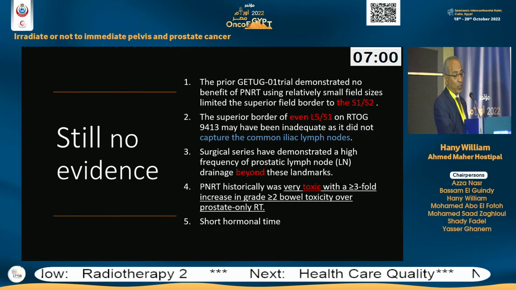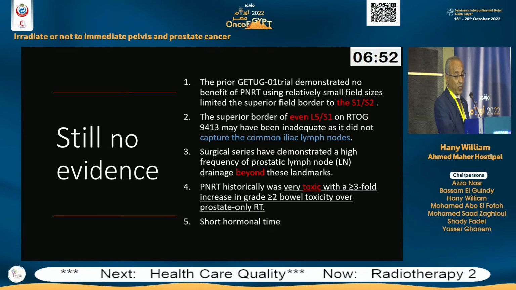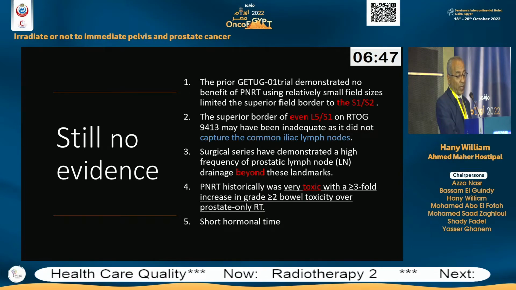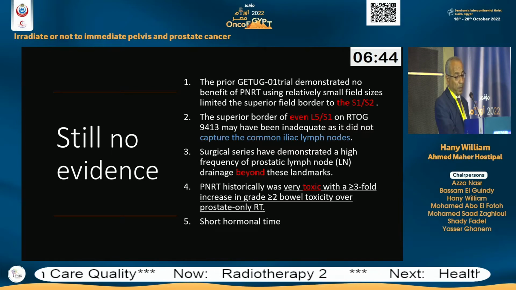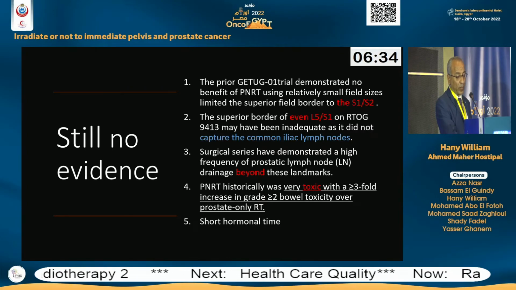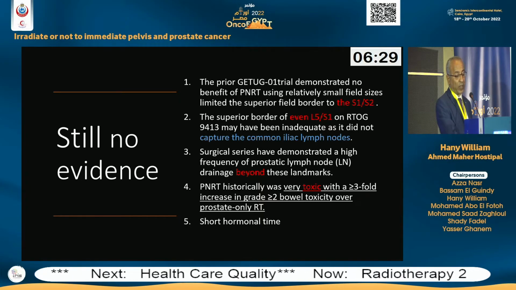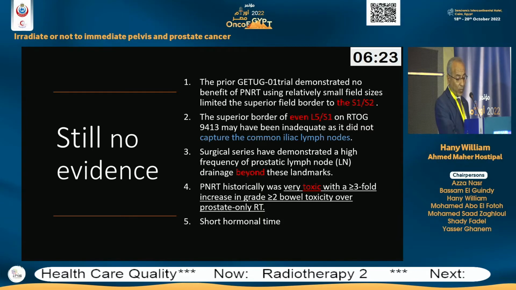The prior JTUG 01 trial demonstrated no benefit of pelvic nodal irradiation using a relatively small field size limited to a superior border at S1, S2. The superior border in the GETUG trial is L5-S1, which is inadequate and does not cover the common iliac lymph nodes. Surgical series have demonstrated a high frequency of prostatic lymph node drainage beyond this landmark, and toxicity is also high with pelvic nodal irradiation, and this trial used short-term hormonal treatment.